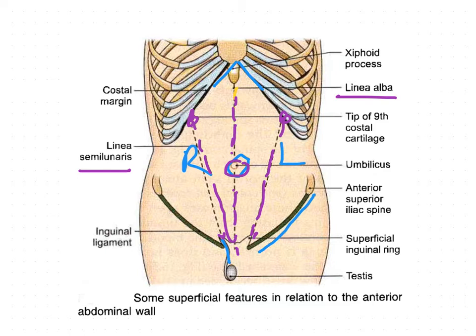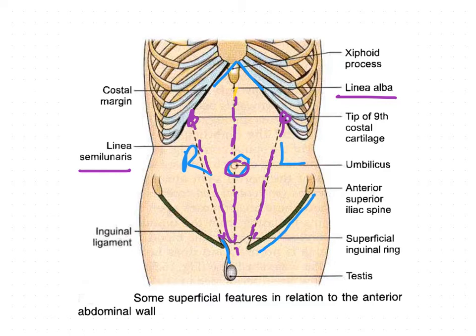It corresponds to the lateral margin of a muscle called the rectus abdominis muscle. This is the anterior abdominal wall muscle called the rectus abdominis muscle. The lateral borders of this muscle represent this linea semilunaris.